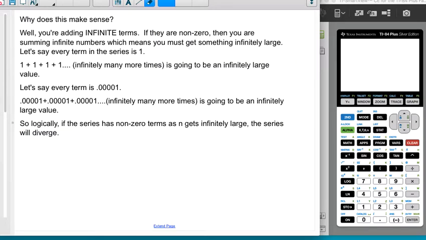Let's talk about why this makes sense. You're adding infinite terms. If they're non-zero, then you are summing infinite numbers that are not 0, and so you must get something infinitely large. Let's say every term in a series is 1. 1 plus 1 plus 1 plus 1 infinitely many times is an infinitely large value. Let's say every term was much smaller, say 0.00001. Infinitely many of those, it doesn't matter how small you make it, is still going to be an infinitely large value. So essentially the only way that an infinite series can even have the possibility of converging is if those terms way down the line, as n gets huge, as n approaches infinity, are 0.